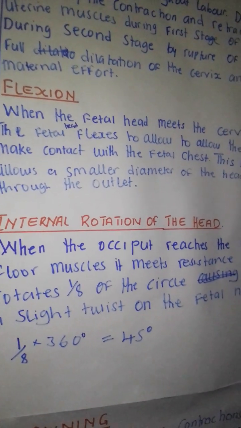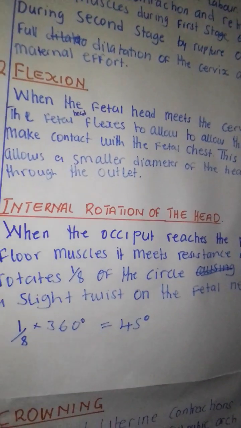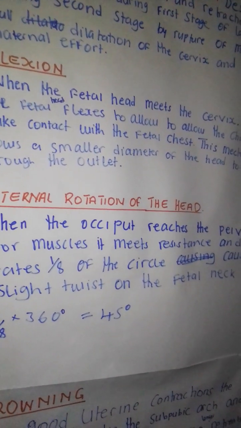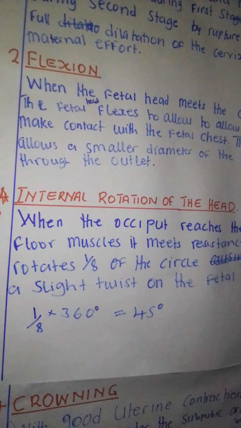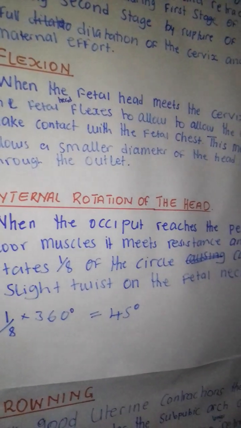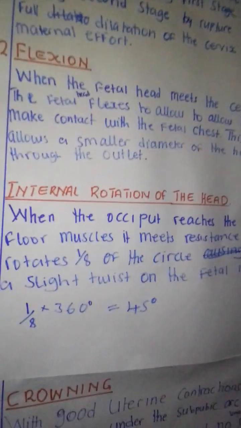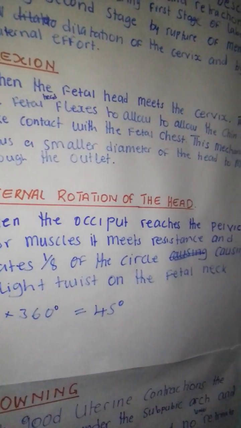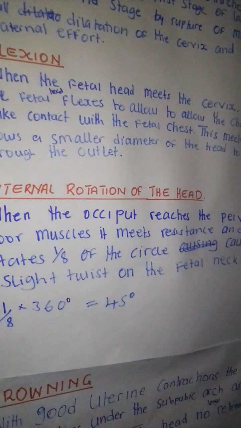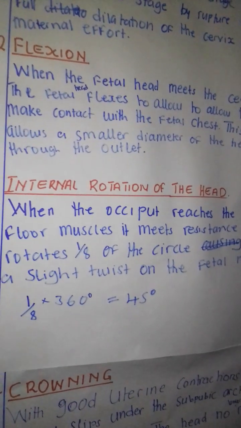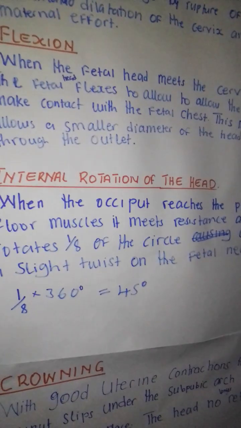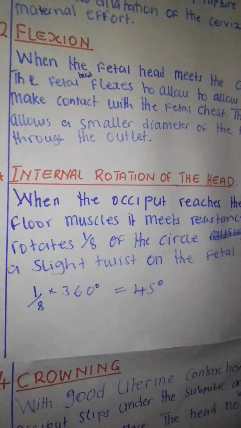Number two, flexion. This happens when the fetal head meets the cervix. The fetal head flexes to allow the chin to make contact with the fetal chest. This mechanism allows the smaller diameter of the head to move through the outlet.